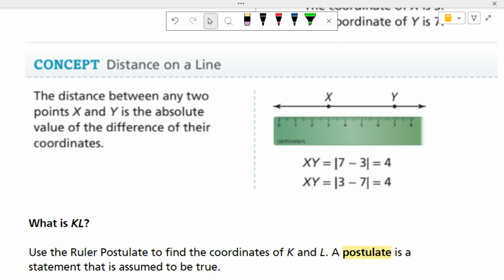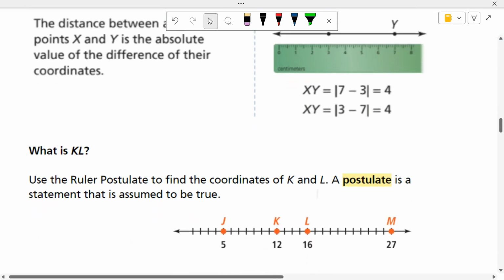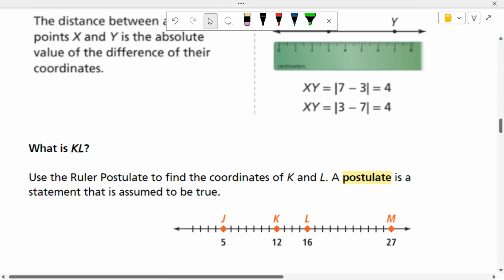7 minus 3 is 4, or 3 minus 7 is 4. 3 minus 7 is actually negative 4, but we use absolute values. Because distance is always positive. Because how far is it from here to Sioux Falls? Like 45 miles, right? How far is it from Sioux Falls to here? 45 miles. It's not a negative 45 miles. It's 45 miles. There's never negatives on distance signs. So a negative we can't have for distance. So it's always positive. That's why we use absolute values.